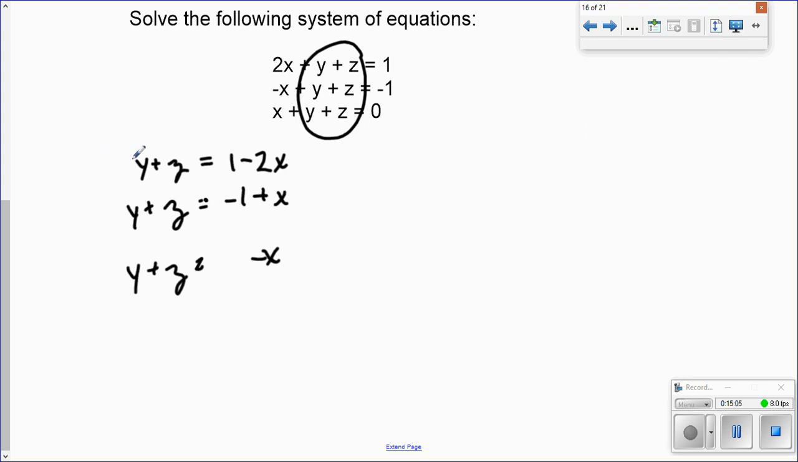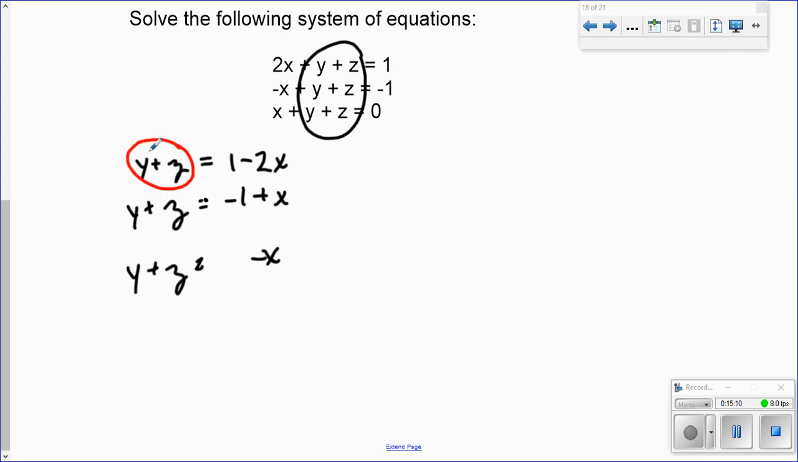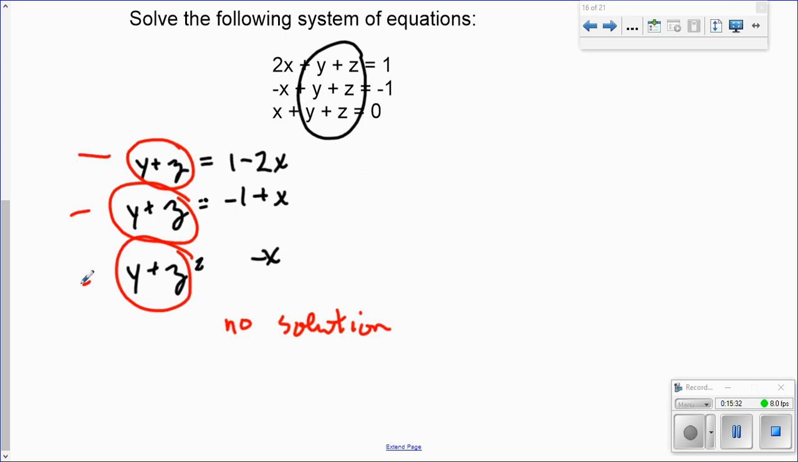So we've got a system here that equals three different things. Y plus Z equals 1 minus 2x. Y plus Z equals negative 1 plus x. And Y plus Z equals negative x. So clearly there is no one solution here. So no solution. When I've got the same thing equaling three different things, there's clearly no solution here. So it's an inconsistent solution is what we're going to call it.